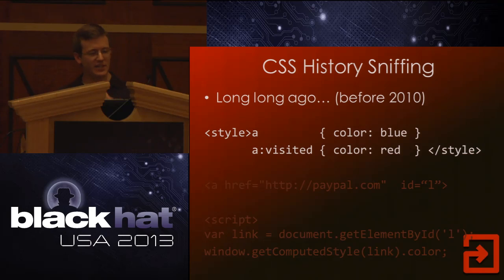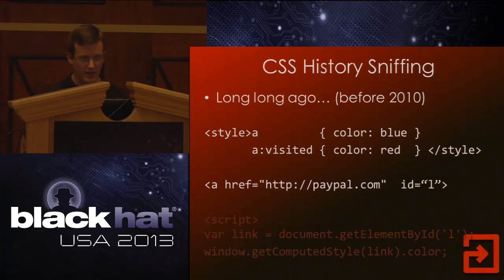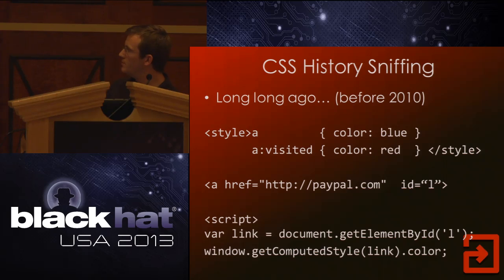First of all, it would set some styles on links. So this basically says all links are blue in color unless you have visited them, in which case they're red. And then the site can create a link on the web page, say to PayPal. And then this little bit of JavaScript basically gets a reference to the link and asks the browser what color the link is. Very straightforward. And if it's red, then it's visited. If it's blue, it's not visited.